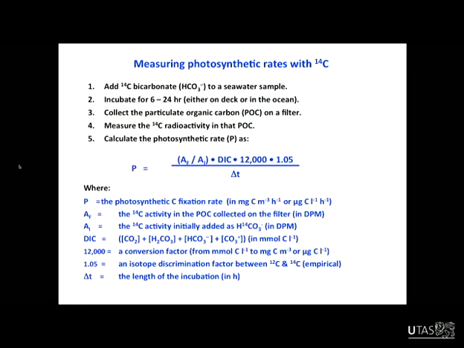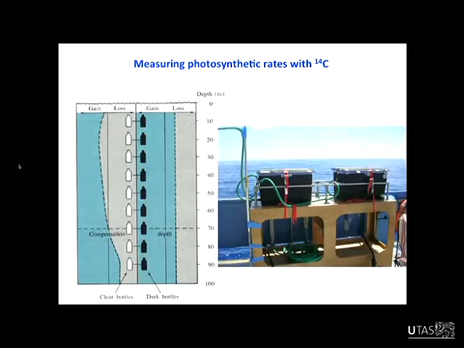So we get a seawater sample, we add some radioactive bicarbonate, we let it incubate for a couple of hours or a day, and then some of that radioactive bicarbonate is going to be taken up into cell parts. We can filter a water sample and measure how radioactive it is, and that'll tell us how much of that radioactive bicarbonate has been taken up.